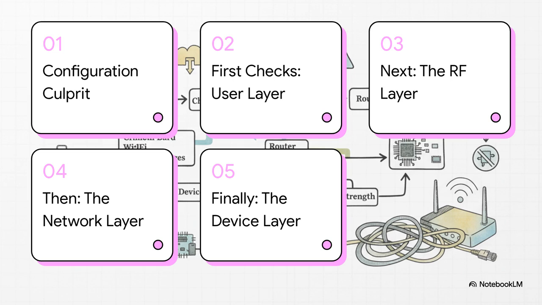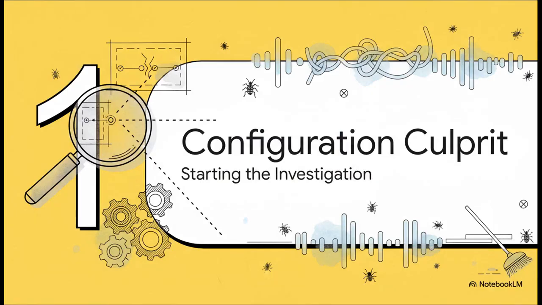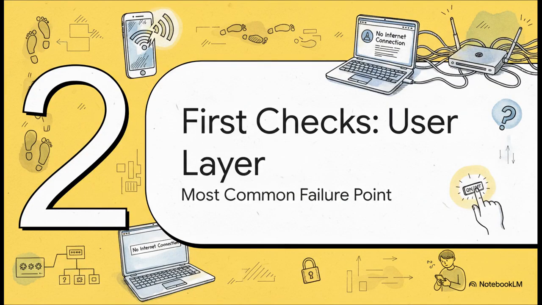You should really think of this as a diagnostic funnel. It helps us narrow down the possibilities until, bam, we find the root cause. So, let's kick off our investigation. The goal here isn't to memorize every possible bug in existence. It's about having a repeatable system that helps you find any problem every single time. And that system always starts at the simplest and, by far, the most common failure point, the user layer. Seriously, before you even think about pulling out a spectrum analyzer, you have to check the absolute basics.